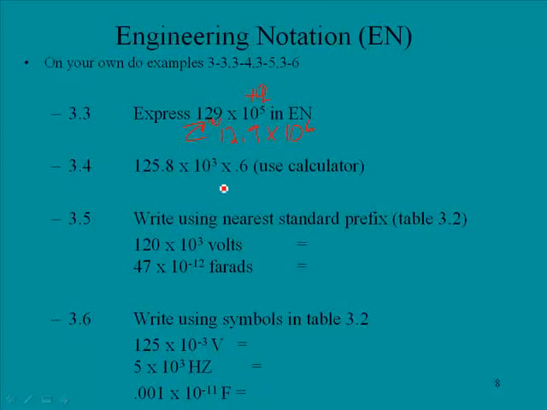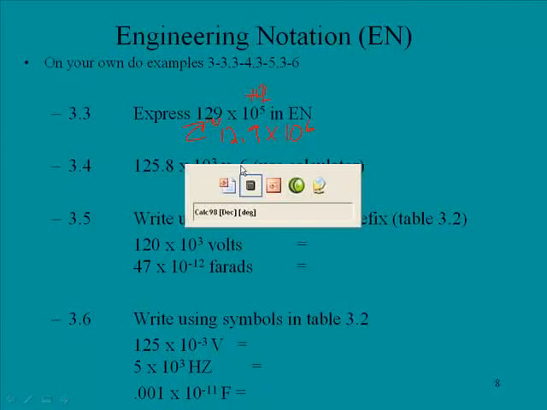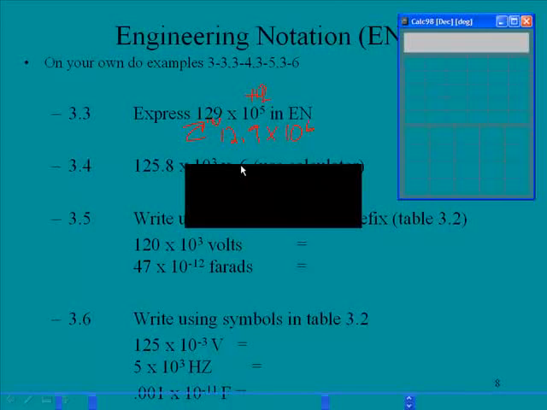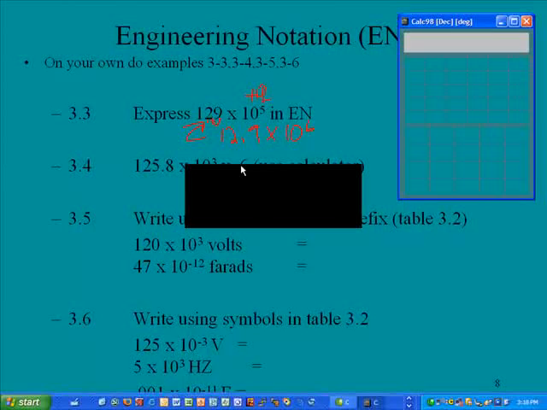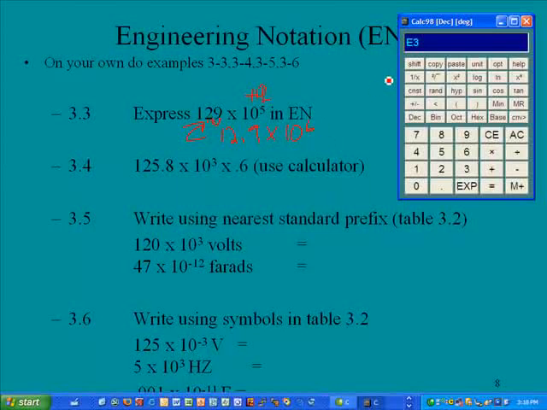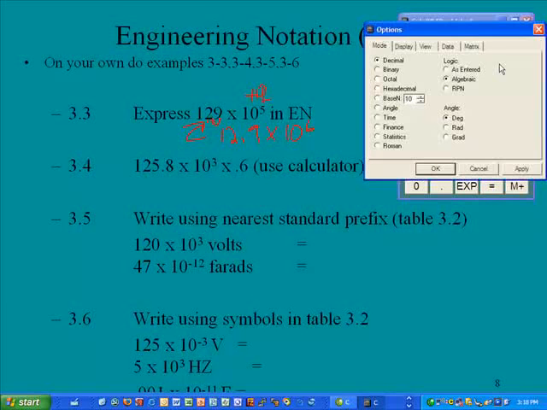Then they want you to use a calculator to multiply 125.8 times 10 to the 3rd times 0.6. And I think I have a little calculator here. This particular calculator is available as a free download. It's called Calc 98. Let's just clear the screen here, and let's see the options here.